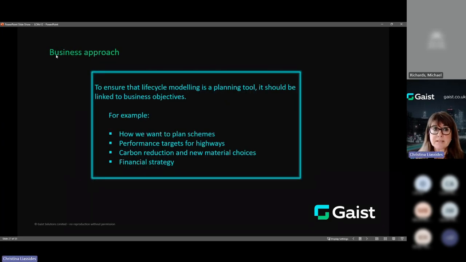But it is ultimately a business approach as well. The last thing we want is that it's just a document that nobody ever looks at. So we want to ensure that it's a planning tool. So it should be linked to your business objectives, how we want to plan things, what the performance targets are, are there opportunities for new choices? And what is the council's financial strategy and how does it tie into that? How is what you're doing going to fit with the budget that Highways has and the strategy that the council has?